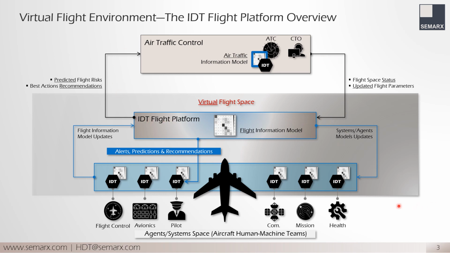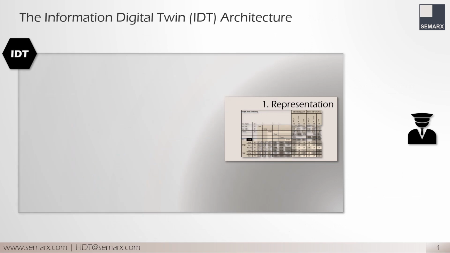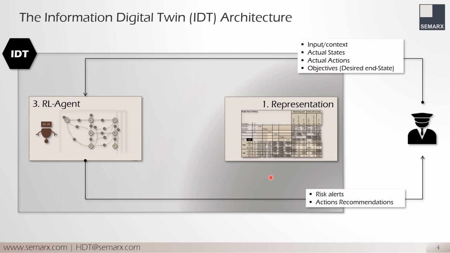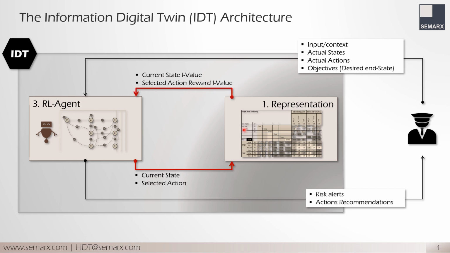How does the Information Digital Twin accomplish its objectives? The Information Digital Twin consists of three primary components. A representation component containing a subset of the flight information model which captures the variables' dependencies and correlations unique to an agent. Next, a reinforcement learning component that models the agent's role and, given a particular input, generates potential action trajectories and recommendations. The reinforcement learning agent queries the representation for each input to compile the parameters necessary to update the model and define its recommendations.